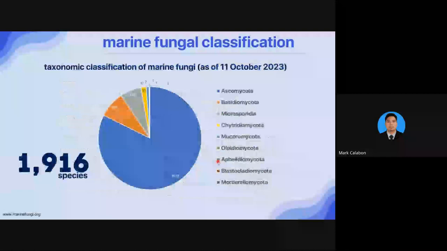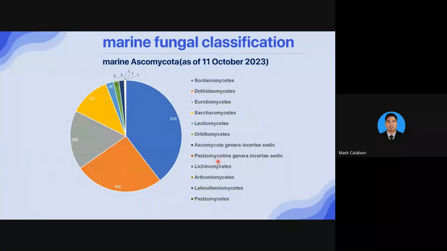Take note that the classification becomes higher as of October 11, so 1,016. The same, most of the data are from the phylum Ascomycota. And take note, on the Marine Fungi website, most of the data are from Sordariomycetes to Dothideomycetes. Now, these are dominant classes of marine fungi, followed by Eurotiomycetes. Well, again, Eurotiomycetes encompasses all genera that have terrestrial counterparts.